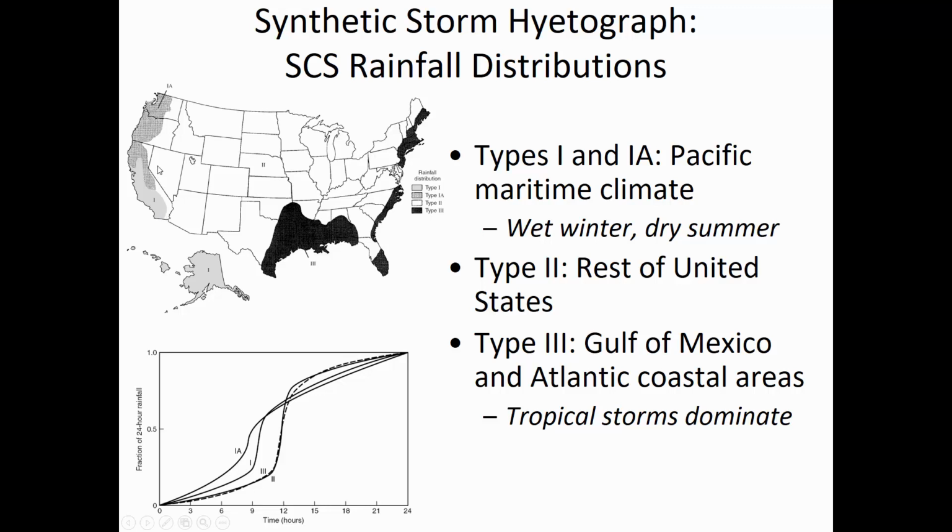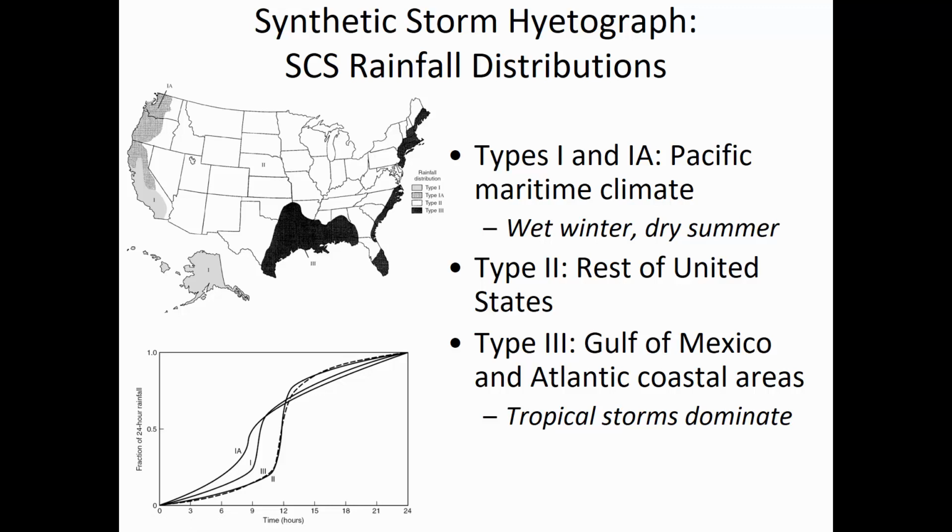Different regions have different kinds of temporal distributions. Along the coast, they don't have very many thunderstorms. It's that slow, gradual storm that happens all day as a drizzle. So here you see on this graph, type 1 and type 1A are the least steep of all of them. Type 2 is the most steep, and the slope of the line is a representation of intensity.